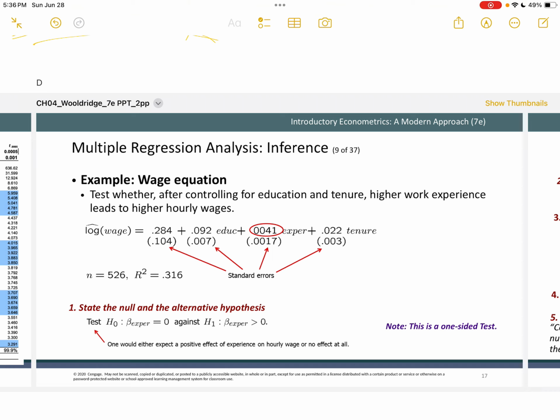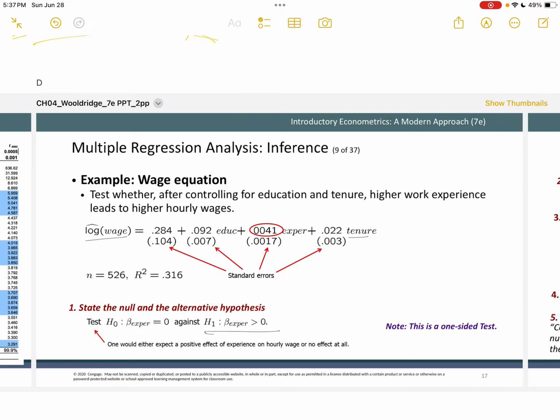Now here's a nice example. We have log wage equal to all that. I'm not going to repeat what they all are, but you can see it. This is the wage equation. We are testing whether after controlling for education and tenure, higher work experience leads to higher hourly wages. We want to test whether tenure positively impacts wages.